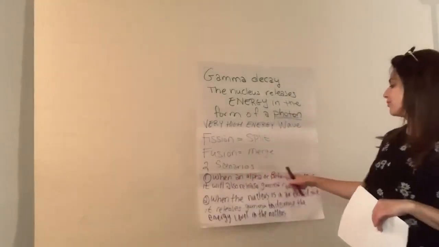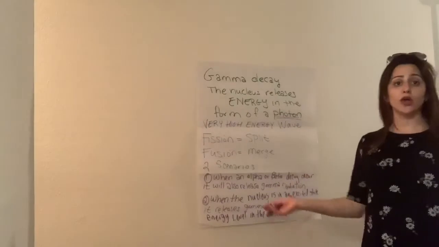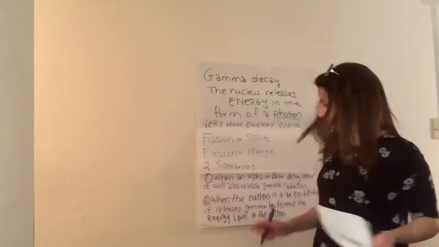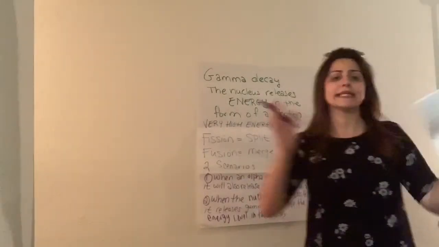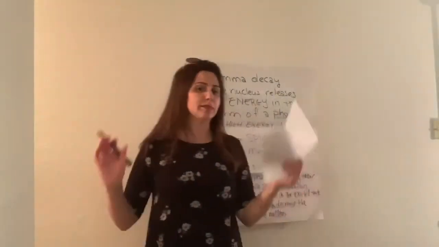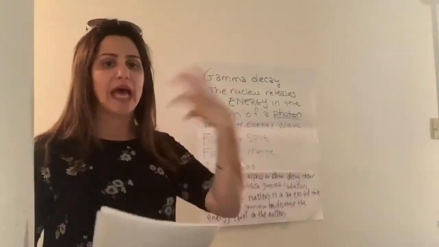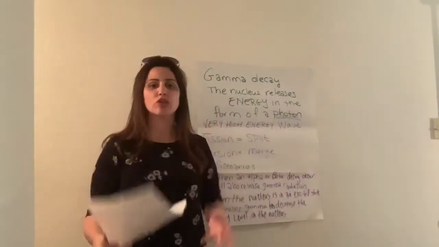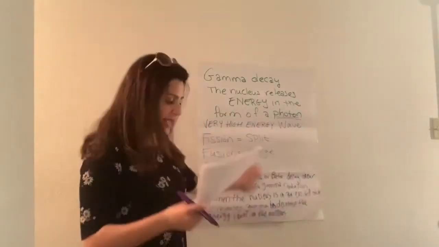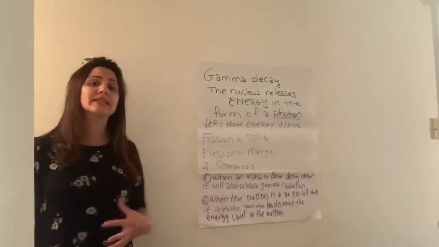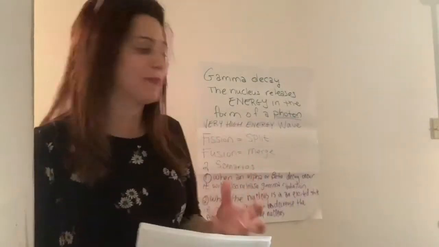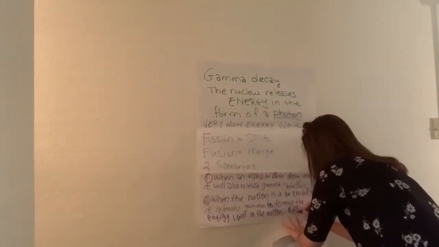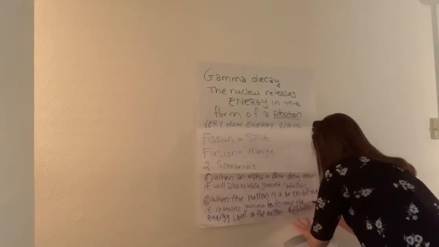One is when alpha or beta decay are occurring, and when they are occurring, the gamma decay is going to happen simultaneously. Or when the nucleus is in an excited state. For whatever reason, the nucleus can become excited, and when that happens, now there's too much energy within that nucleus, and so that nucleus is going to release that energy in the form of gamma radiation. And when that happens, that nucleus is going to re-stabilize, okay? And this will re-stabilize the nucleus.